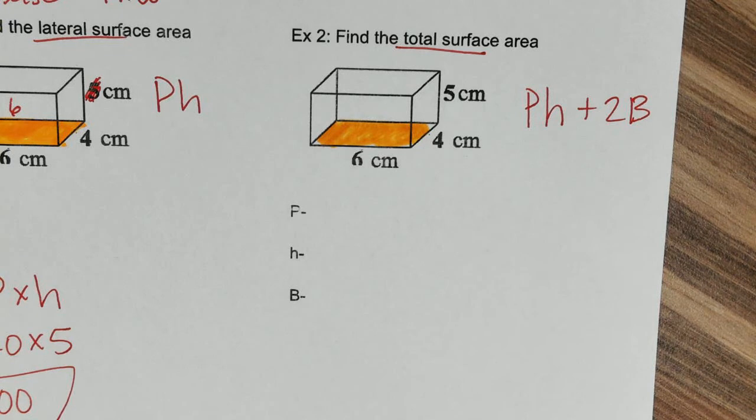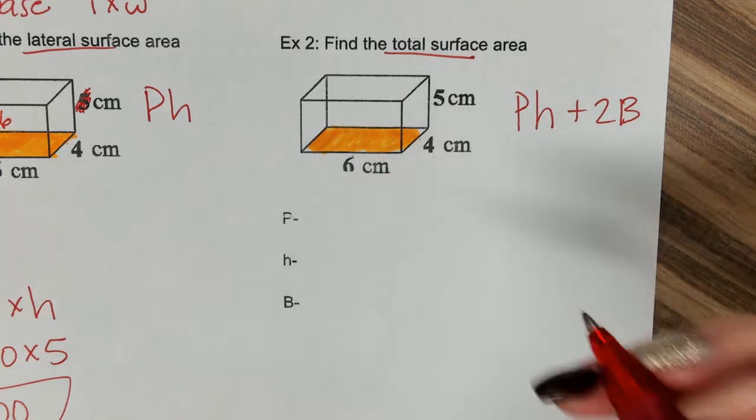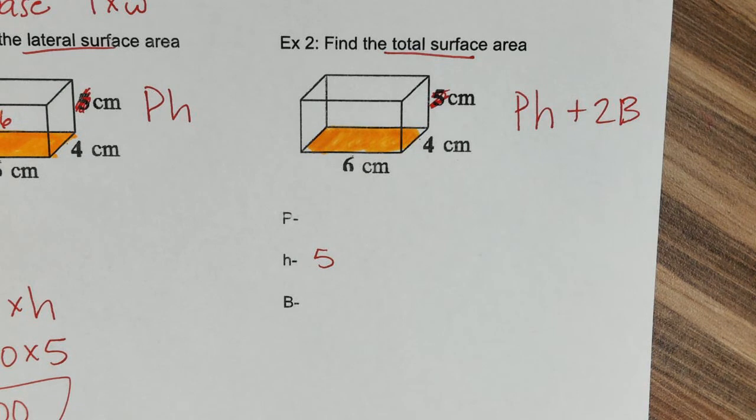The number that is not part of the base is your height. So which one of these numbers is not part of the base? You're going to write that down for your height. You're going to mark it off because it has nothing to do with the base.